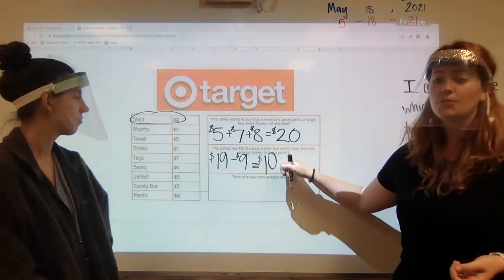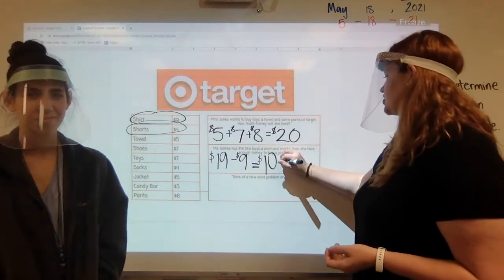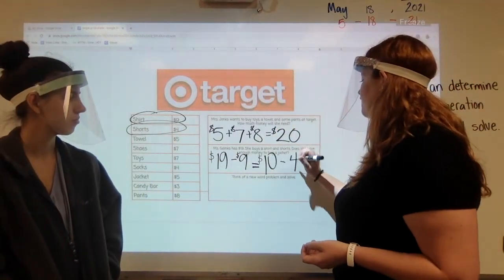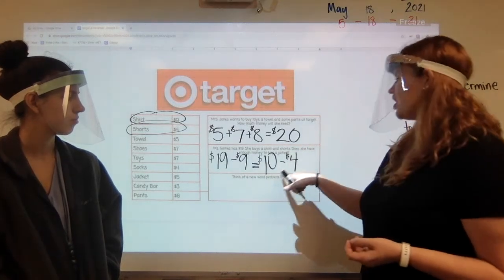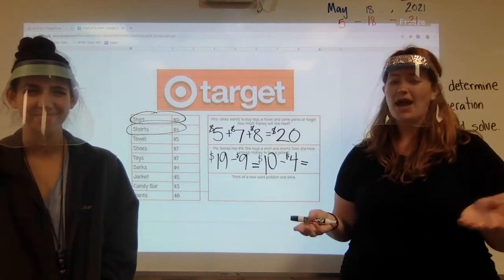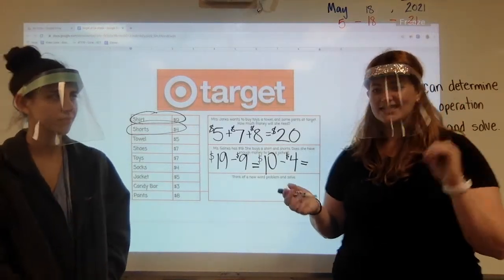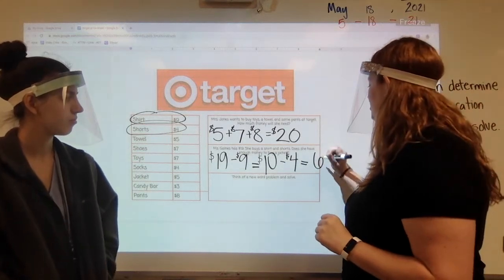Oh, and she also bought some shorts. And the shorts are right here for $4. So now I'm going to subtract $4. So $10 minus $4. If I don't know that, I can just count backwards. 10, 9, 8, 7, 6. So Miss Gaines has $6 left.